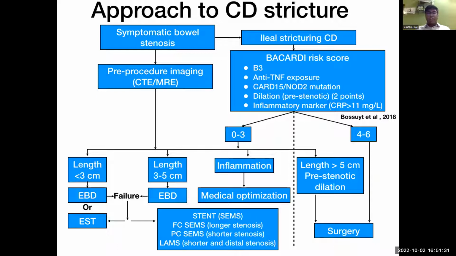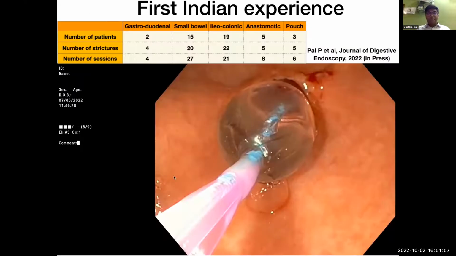There is no head-to-head trial between the two. If the length is 3 to 5 centimeters, you can go for endoscopic balloon dilatation directly. If there is failure, you can either go for a stricturotomy, if not done earlier, or a stent placement. For a longer stricture, you need a fully covered stent. For a shorter stricture, you need a partially covered stent, or for a shorter and distal stenosis, you need a LAMS. We have registered this balloon versus endoscopic stricturotomy trial in Crohn's disease, and we are recruiting patients for that.